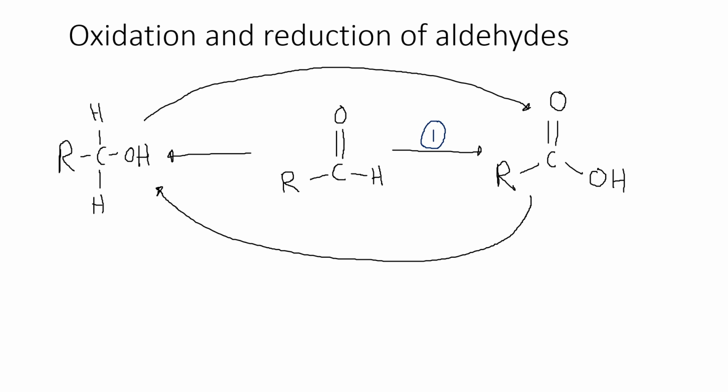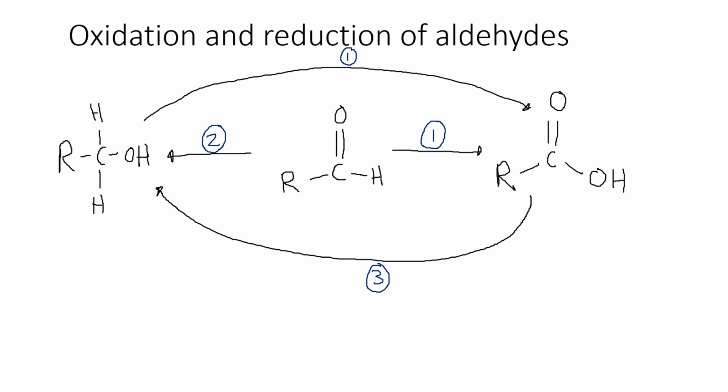Which is to go from an aldehyde to a carboxylic acid. I'm also going to label this arrow here to go from a primary alcohol to a carboxylic acid, arrow number 1, because it's the same conditions. I'm going to label this arrow 2, so that's to go from the aldehyde to the alcohol, and I'll label this arrow 3. And I'll just very quickly go through what you need in terms of reagents and conditions for each of these arrows. So arrow 1 is the full oxidation. So it's either the oxidation of the aldehyde straight to the carboxylic acid or of the primary alcohol.